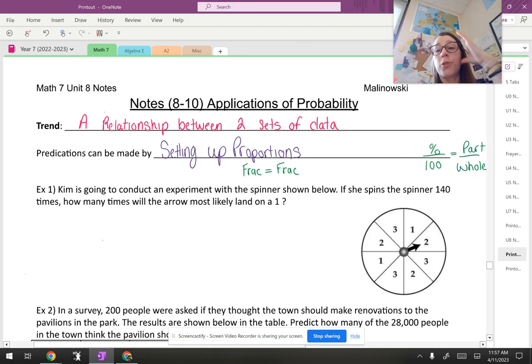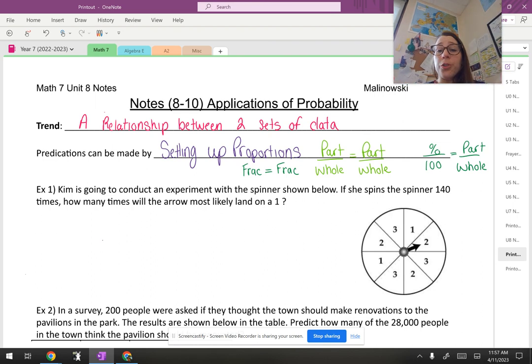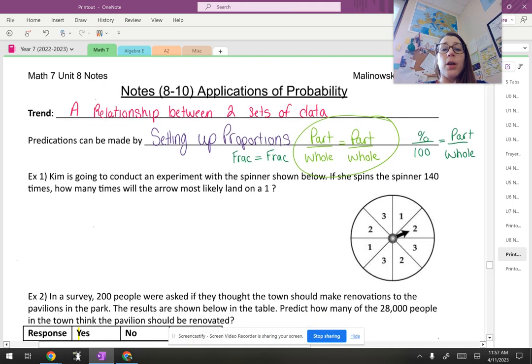We used that percent proportion. Back in Unit 7 in geometry, we talked about the scale over actual equals scale over actual proportion. So another proportion. This unit, we're mostly going to be using just simply the part over whole is equal to part over whole. All we're doing here, because remember, fractions are just ratios, we're just comparing parts to wholes. Part over whole equals part over whole. So we're going to use that.